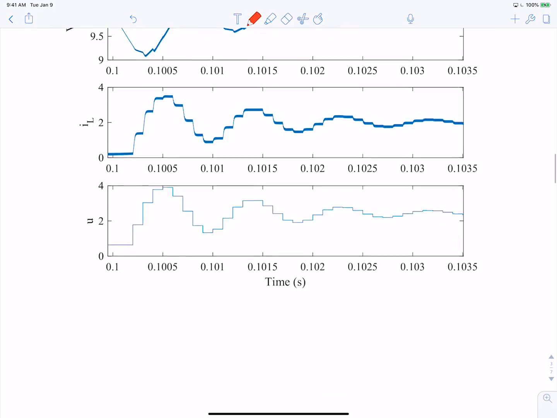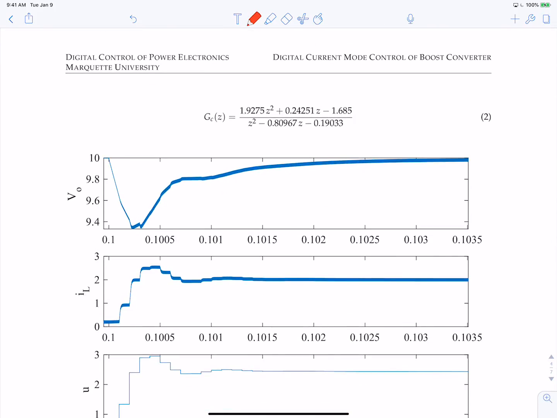So let's go take a look now at another variant here. We did Tustin, and we did this at 10 kilohertz. These are the gains for the controller. You can see VO shoots down and then starts to recover, and you can see the response of the output voltage. It takes a while.